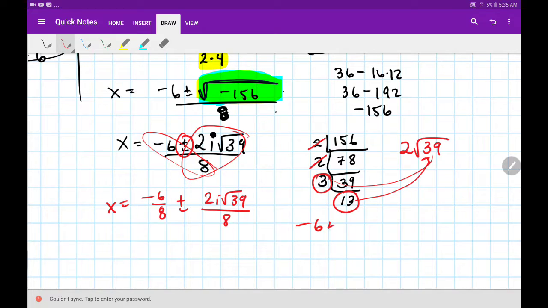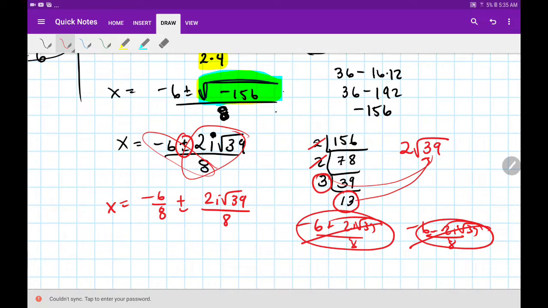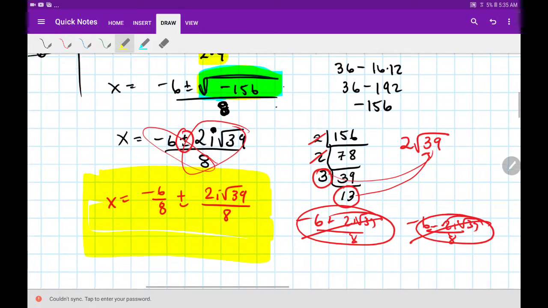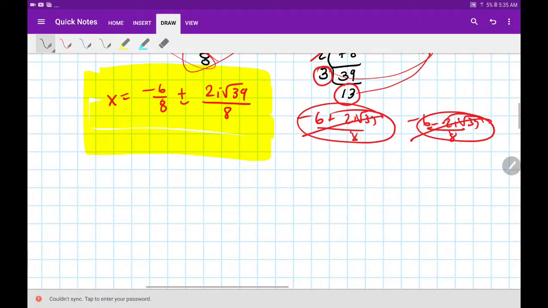I don't mean write it as negative 6 plus 2i root 39 over 8, negative 6 minus 2i root 39 over 8. There's still work to do because these can be simplified. So I'm showing the work right here. Okay, now we can actually look at this and simplify. Negative 6 over 8, that becomes a 3 on top of 4 on the bottom. The plus or minus stays.